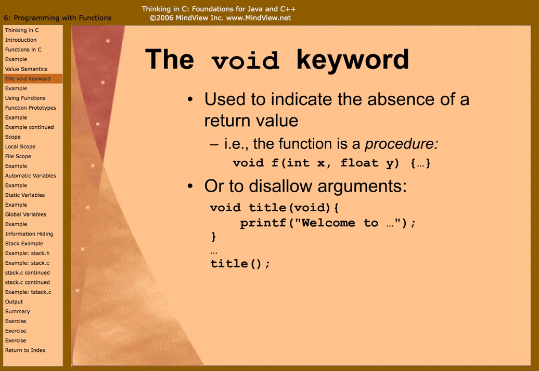So if you were to try to use x in a context where a value was needed, you would get a compiler error, because the compiler knows that no value is going to be coming back from f. The other purpose of the void keyword in C is to say that you have no arguments. So in the definition of title here, by putting void in parentheses, that means that no parameters are allowed, and so when you call the function title, you're not allowed to put any there. You would just call it with an empty set of parentheses.